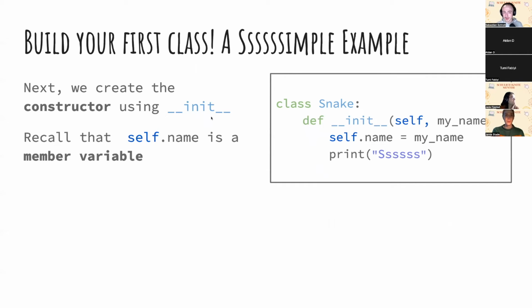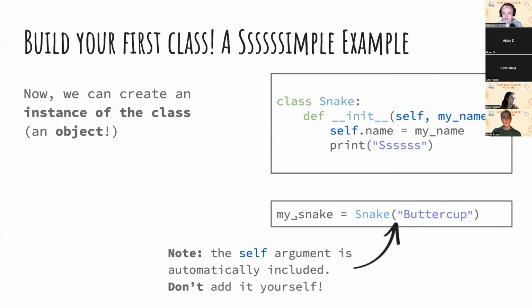Next, we will create the constructor using __init__, pass it self first, then my name, and then we can assign self.name equals my name. Just remember that self.name is necessary and it's a member variable, or it's called a property. When you create a variable mySnake and assign it a snake object, you can give it its name here, Buttercup, and just know that the self argument is automatically included, so you don't have to worry about that.